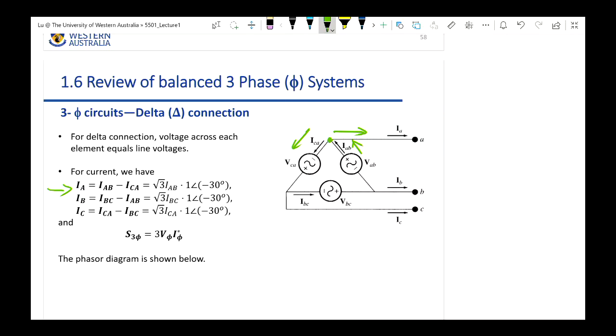Sounds good? By using the KCL, for a given node, the summation of the incoming current must equal the summation of the outgoing current. So for this question here, we got 1 in and 2 out, right? The incoming current will be IAB. The outgoing current will be the line current IA and the ICA. Then if you move the ICA to the left-hand side, you derive this relationship. For the other 2 equations, it's roughly the same idea. This is not new to you because in our foundation units a long time ago, you have already learned this. So this is just a review.